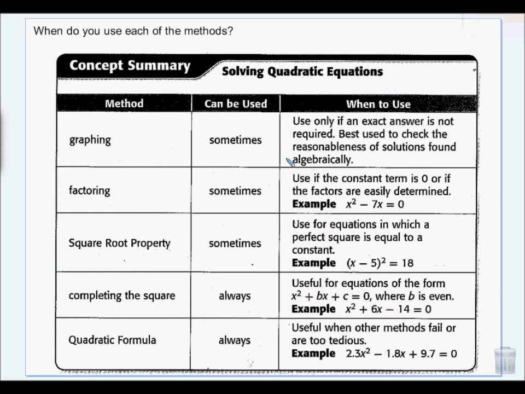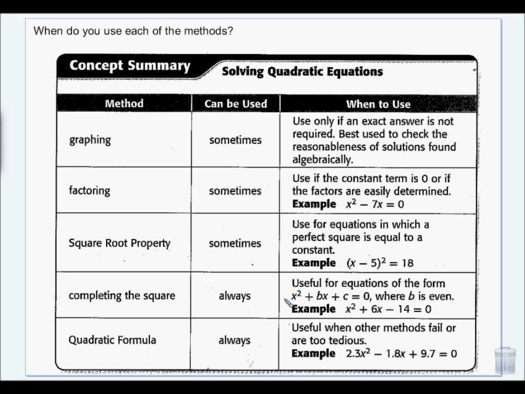Okay, so we're solving quadratic equations. That's what this is all about. When can you use each method? Well, graphing sometimes, but only if you don't need an exact answer. Factoring only works if it's factorable. Square root property only works when you have a perfect square here. Completing the square will always work.